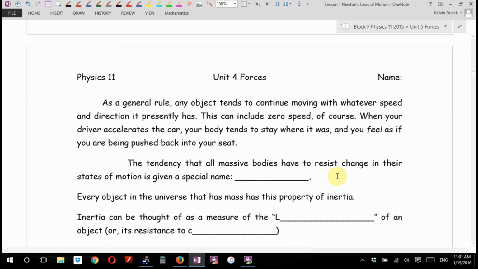So, as a rule, an object wants to continue moving with whatever speed and direction it presently has. In fact, we say inertia resists change. This can include zero speed, of course. If you're completely at rest, all of you right now are at rest in my room, I can tell you right now the net force on you is 0, because you're not accelerating relative to the room.